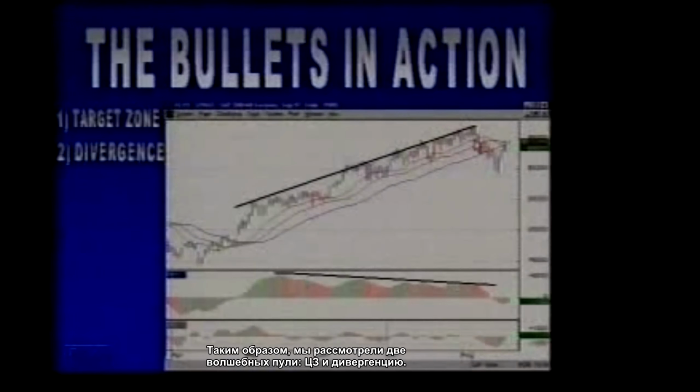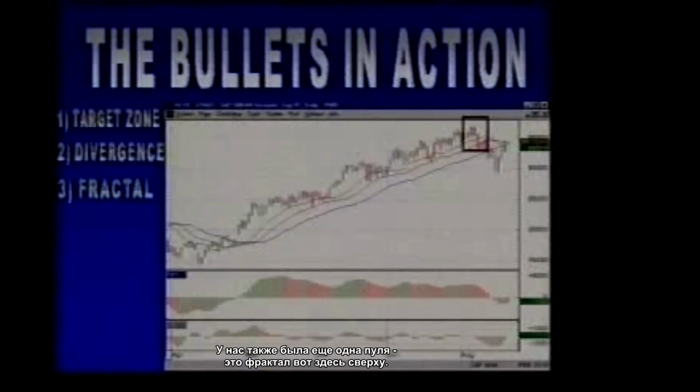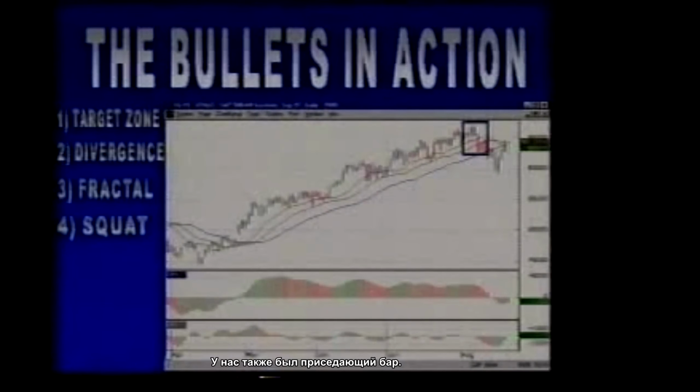So we had 2 of the magic bullets. We had the target zone, we had divergence, and we had another magic bullet, and that was a fractal right up here at the top. Not only did we have a fractal, but that fractal had a squat bar on that very day of the top. So we had 3 of our magic bullets in: the target zone, the divergence, the fractal, and we also had a squat. That top bar was a squat.